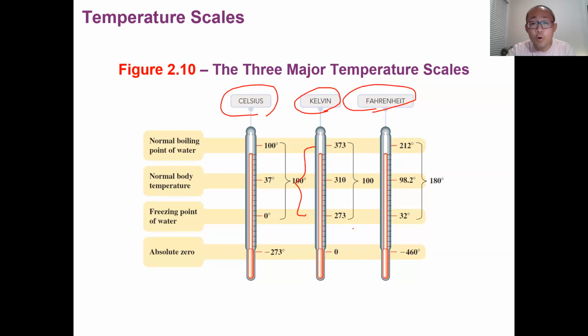For Kelvin, the water freezing point is 273 and the water boiling point is 373. You can see that between 273 and 373, there are also 100 degrees. So the degree size in Kelvin and Celsius is actually the same, in other words, 1 degree in Celsius is the same as 1 degree in Kelvin, but their 0 point is different. For Kelvin, the 0 is the lowest temperature. We call that absolute zero, the lowest temperature the universe can get. But for Celsius, absolute zero is actually minus 273. These two temperature scales are related, but Fahrenheit is a different temperature scale.